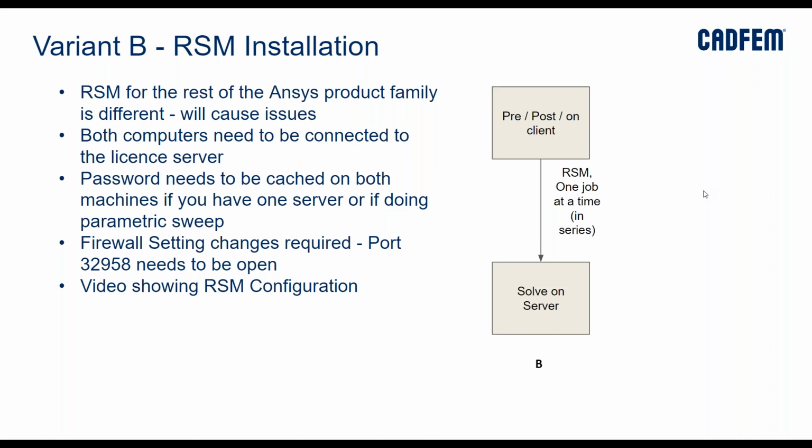But just so you're aware, both computers need to be connected to the license server. The password needs to be cached on both machines if you have one server, if you're doing a parametric sweep. In this case, you would need to cache on both machines for RSM, which I showed earlier in the video. Port 32958 needs to be open. This is assuming you use the default settings, which most people probably will. And then I've got a video to show you how to configure RSM. So let me play that now.